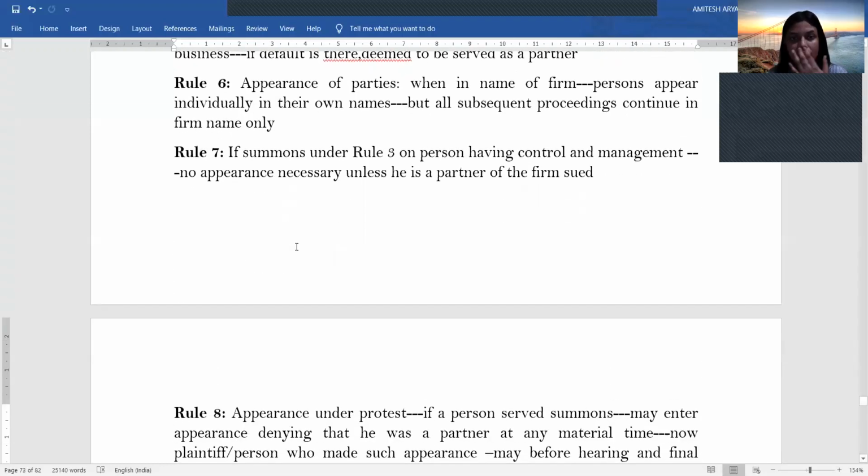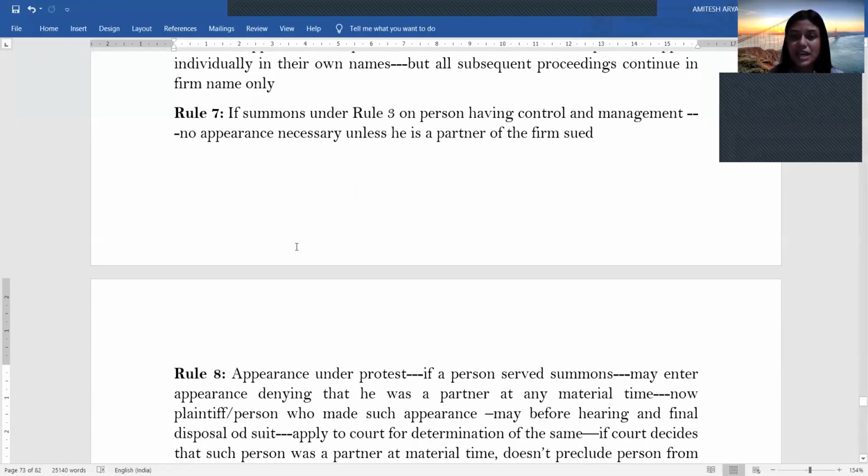Rule number 6 is saying how will be the appearance of the parties. When they are appearing, they appear individually in their own names. They do not say, I'm appearing on behalf of such and such partnership, I am so and so, but all proceedings continue in the name of the firm only.